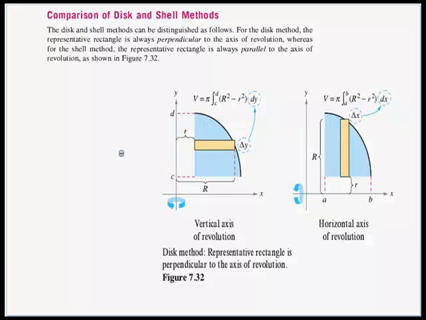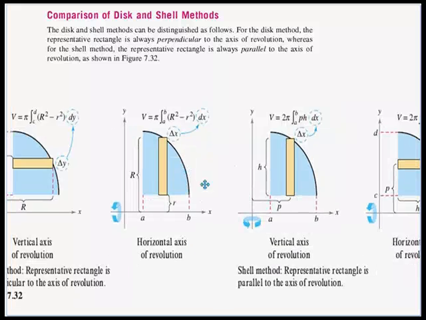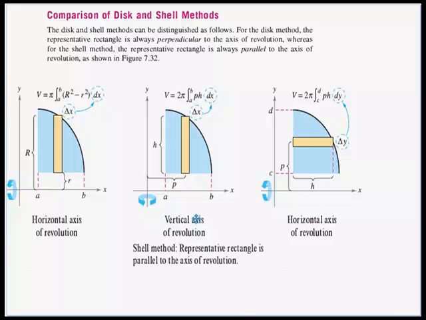And then we compare this to the new shell method. So for the shell method, vertical axis of revolution, we are parallel to our axis of revolution now. So our formula is 2 pi integrated from a to b of p of x times h of x dx. For a horizontal axis of revolution, here it's the x-axis, we are parallel with our representative rectangle, so our integral is 2 pi integrated from c to d of p of y times h of y dy, integrated with respect to y.